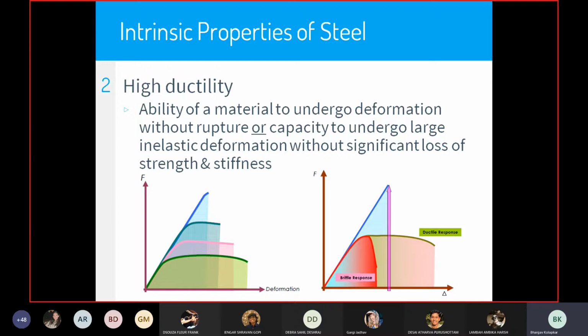So the next intrinsic property of steel is that it has high ductility, meaning that even after it cannot take any more load, it can still deform significantly. Now let us go back to our bodybuilder Tanay. So even though he cannot lift more than 20 kgs, he can do 60 reps.